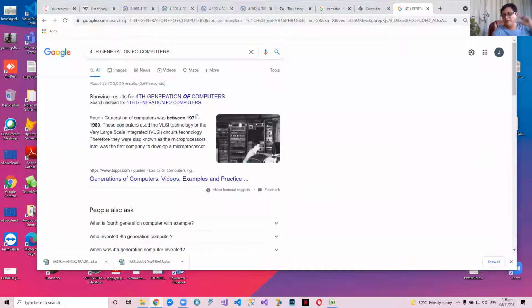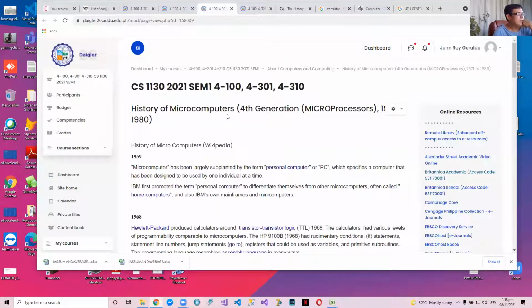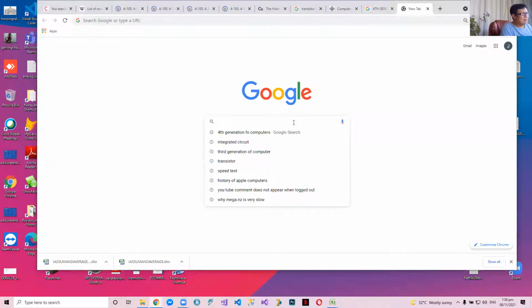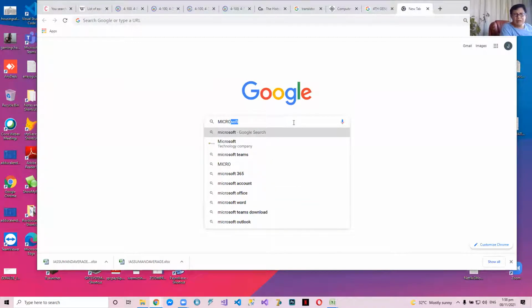Remember, in 1976, Apple created its own version of the personal computer. So in this 1971 to 1980 period, Apple and the IBM PC are included. Do you follow? In the 4th generation, you will have microprocessors. Let's look for a microprocessor. A microprocessor is a large-scale IC.